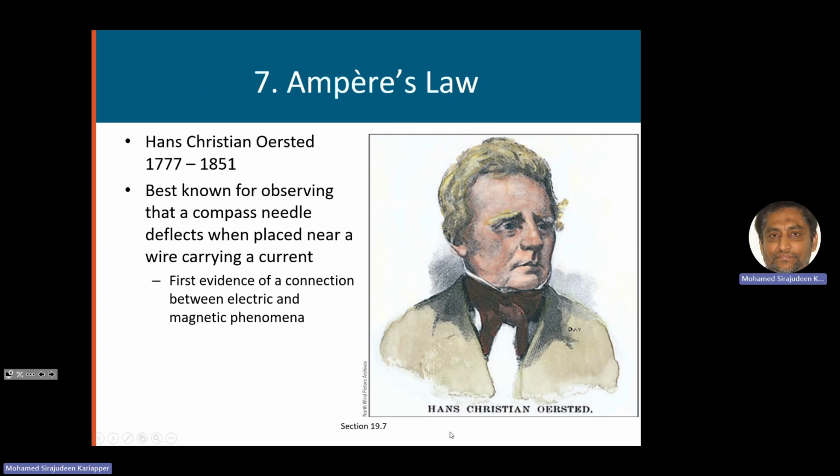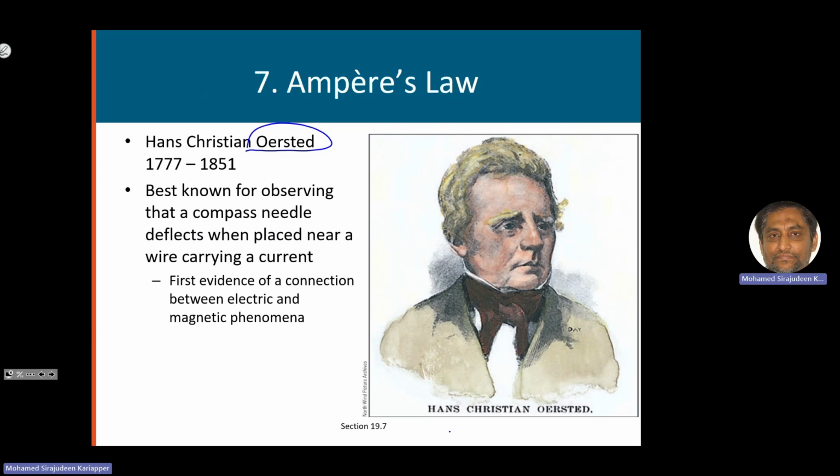But before we come to Ampere, we have to talk about another person whose name is Ørsted, Hans Christian Ørsted. He is known for observing a compass needle. He brought a compass needle. Now what happened? A compass needle will show if there is a magnetic field. Of course, there is always a magnetic field from the Earth.